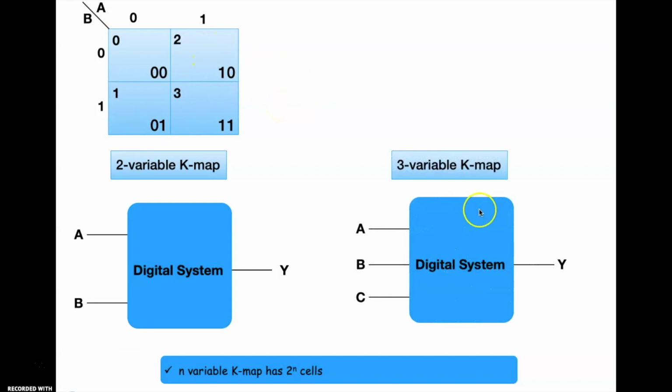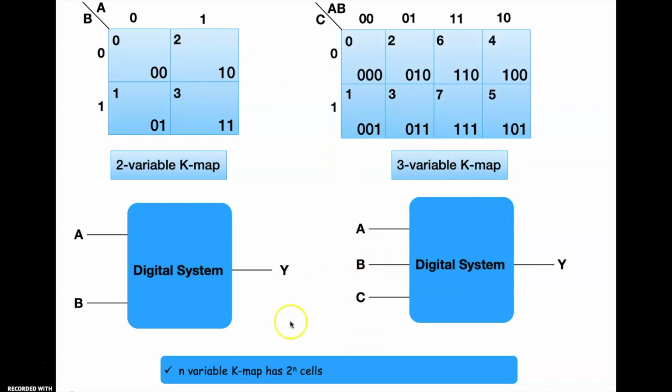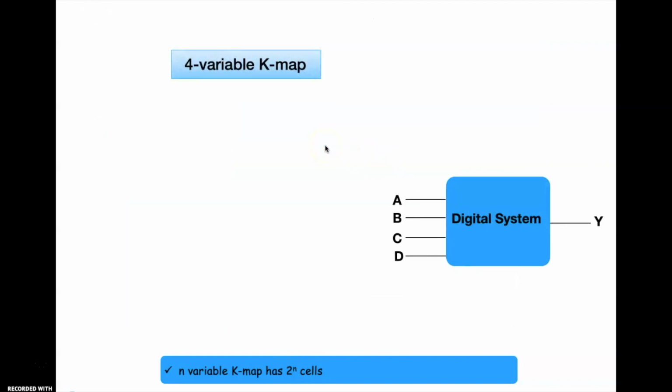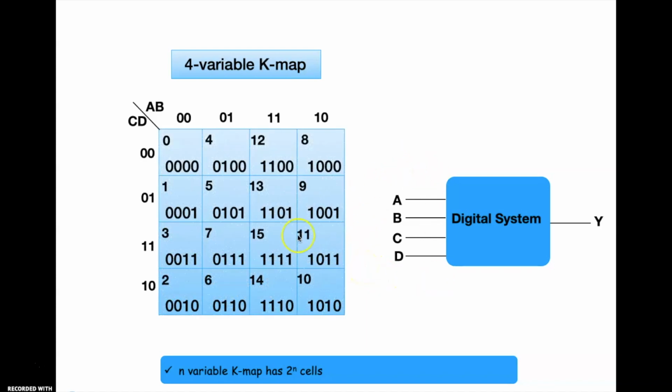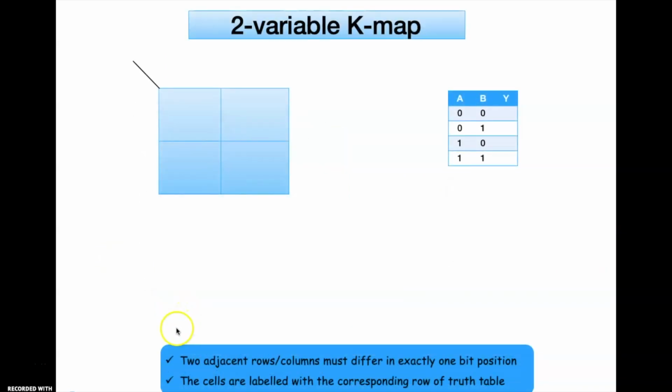Similarly, a 3 variable KMap represents a digital system with 3 inputs, and accordingly, as per the first rule, it will have 2 to the power 3, that is 8 cells. Similarly, a 4 variable KMap represents a digital system with 4 inputs, and it will have 2 to the power 4, equal to 16 cells. Let us come to the next point. 2 adjacent rows or columns in a KMap must differ in 1 bit position only.